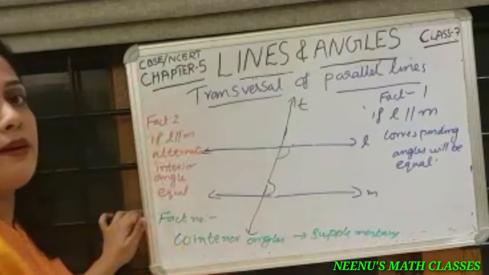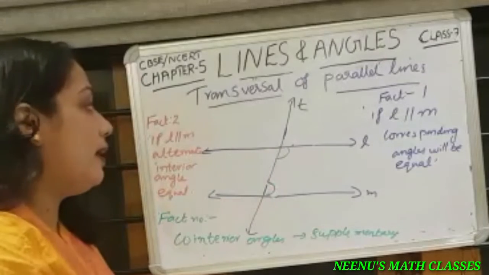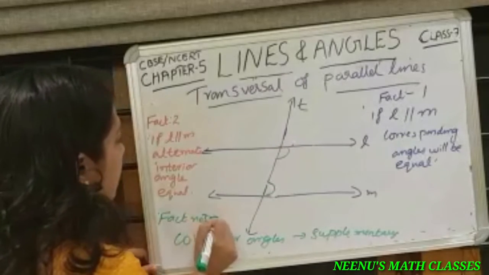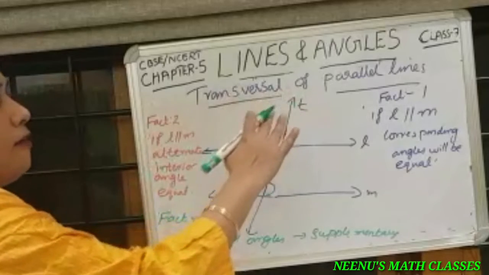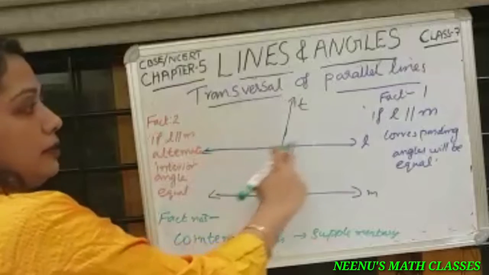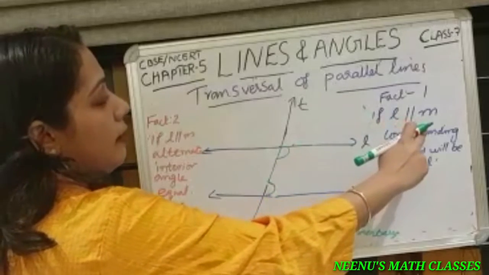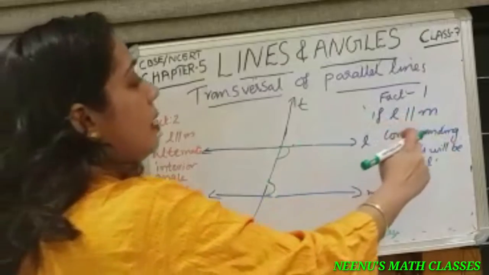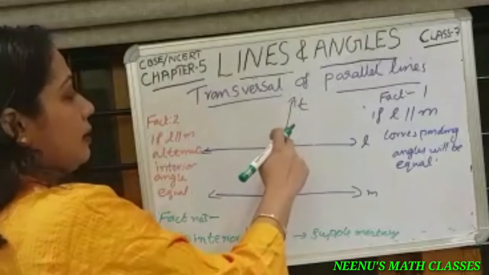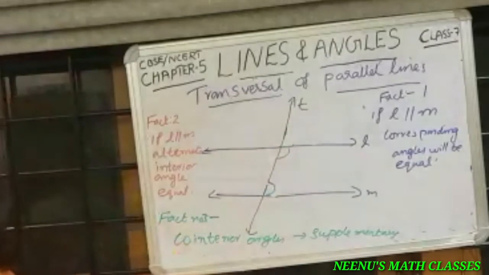What is a supplementary angle? Supplementary means the sum of these two angles should be 180 degrees. These are the three facts about the transversal of parallel lines. If T is the transversal to these two parallel lines, the first fact is, if L is parallel to M and cut by a transversal T, corresponding angles should be equal. That is, corresponding angles here and here, here and here, should be equal.